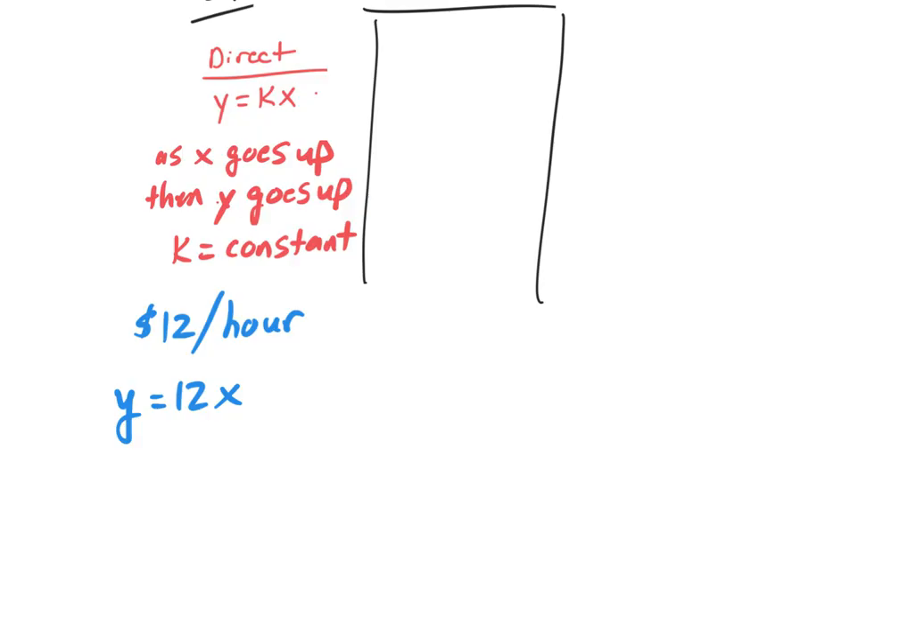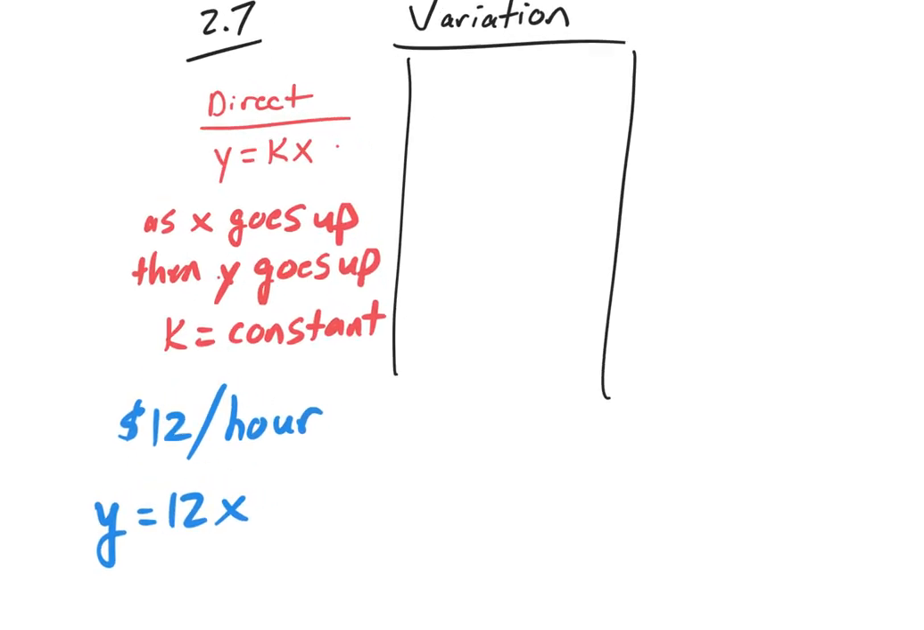In that situation, x would be the number of hours that I work. So if I worked 20 hours, I would take 12 times 20, and that would tell me what my paycheck would be before taxes. So as my hours go up, my pay goes up, right? More hours I work, more pay I get. So those 2 are directly related to one another, and that's where the direct variation comes in, okay?